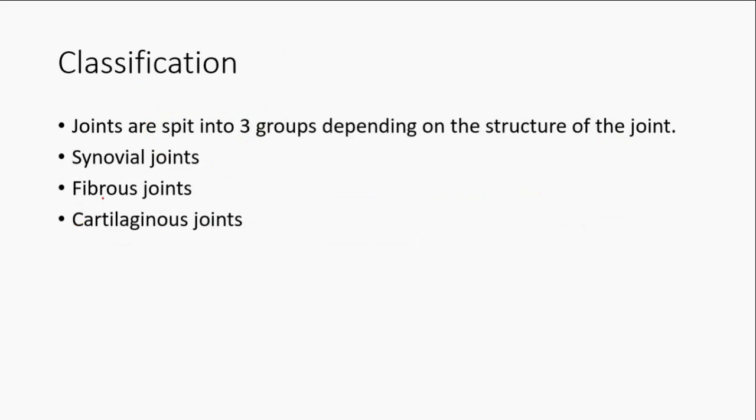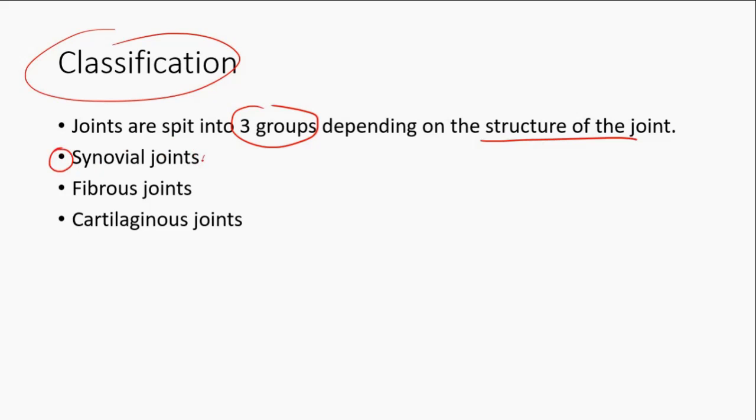So let's look at the classification of joints. Joints are essentially split into three groups according to the structure of the joint, so what the joint's made up of, basically. The most common type of joint in your body is called your synovial joint, and essentially you can think of this as a capsule around two bones.